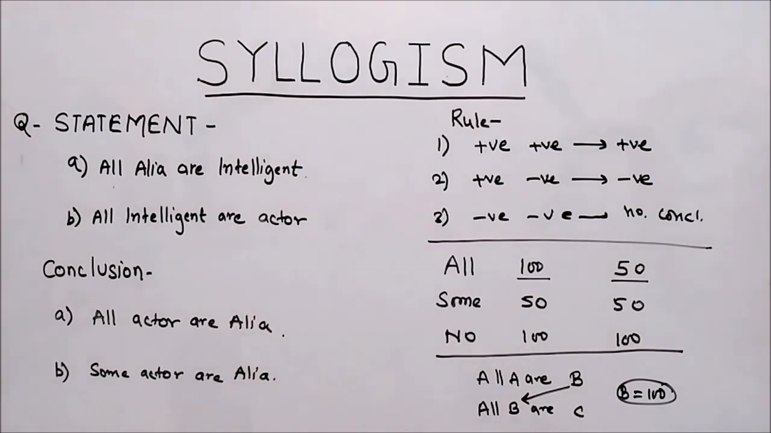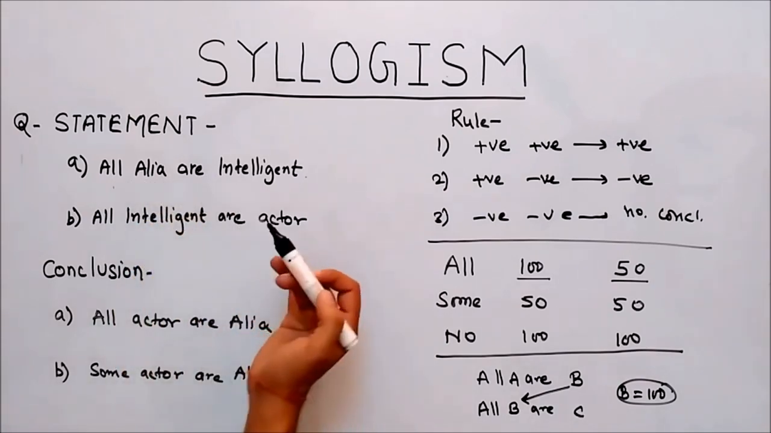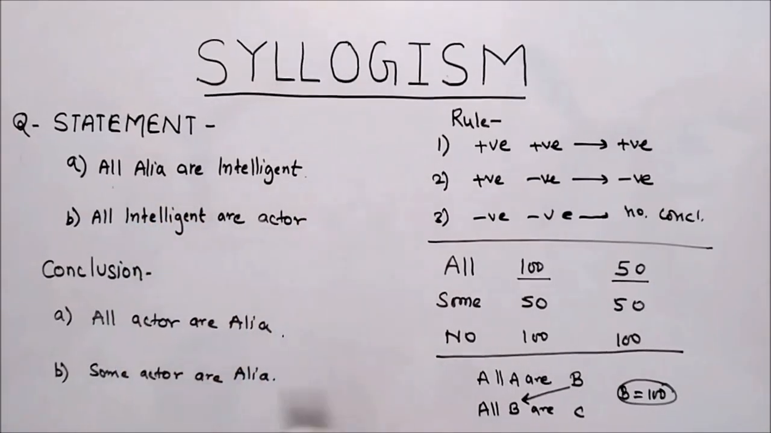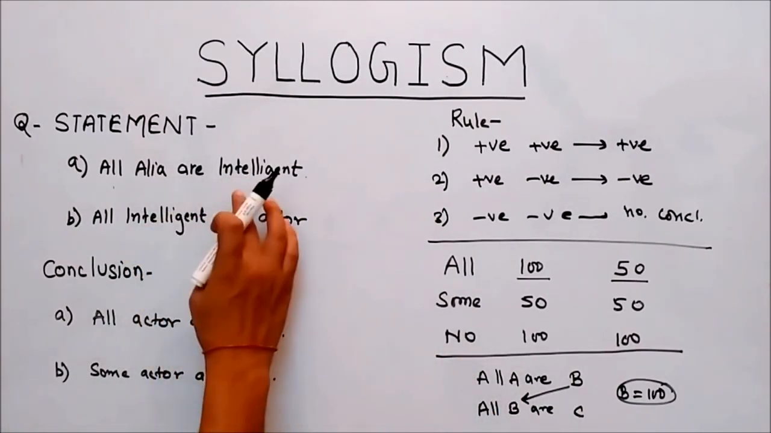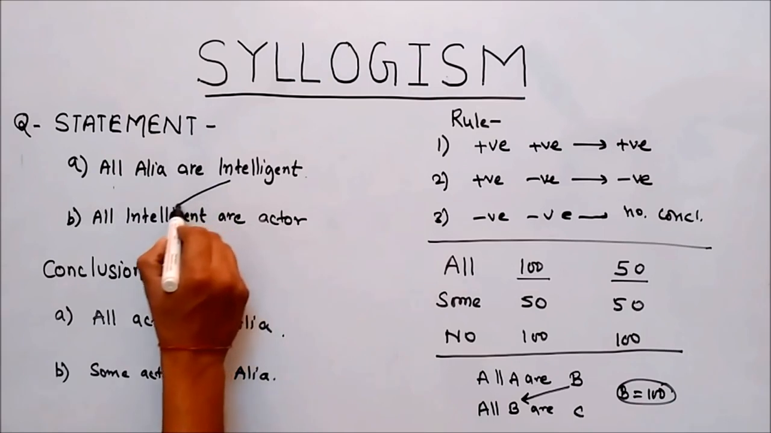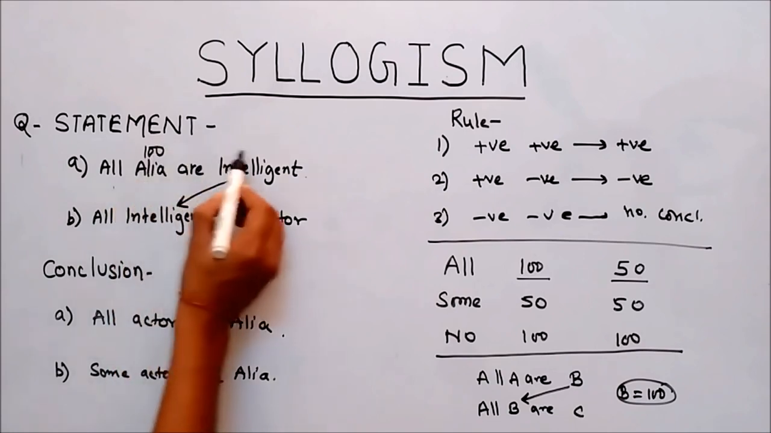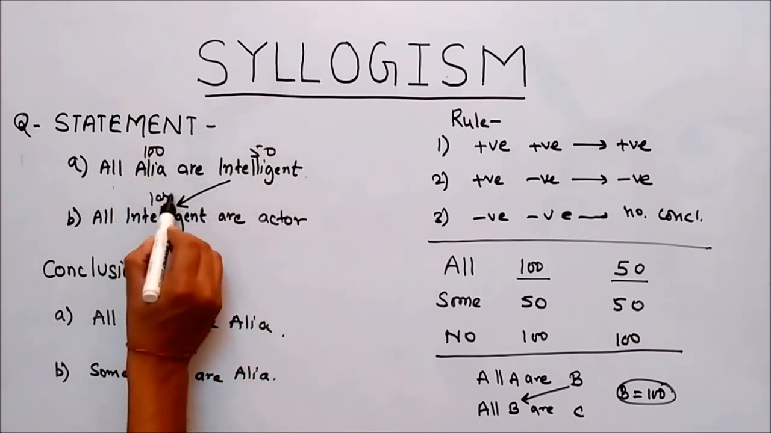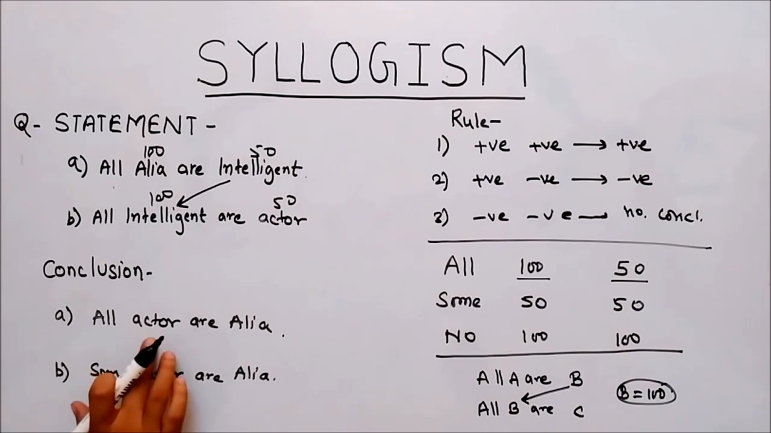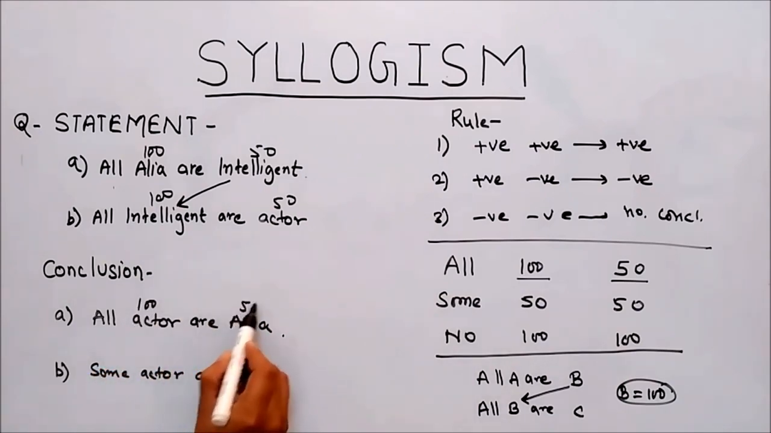Now take conclusion 1, that is, all actors are Alia. This conclusion is made up of two elements, one is actor and the second is Alia. Now check these two elements in the statements. Here Alia is in the first statement and actor is in the second statement. Now apply the rule. Here intelligent is common in both statements, so we can apply rule number three. Now assign the values. For all, 150, again all 150, and here all 150, and some 50 and 50.